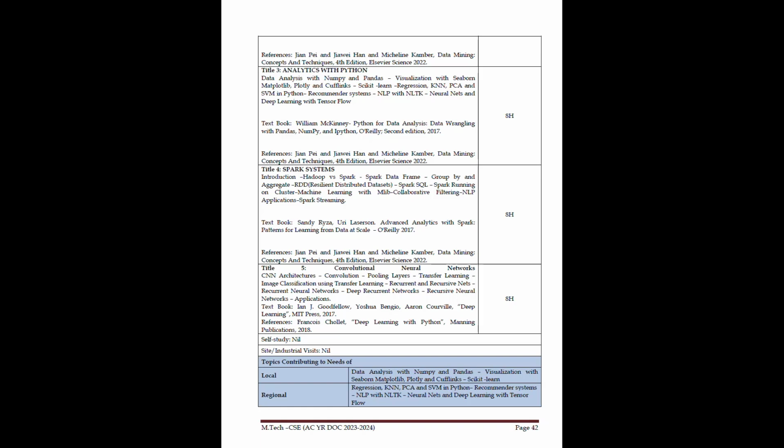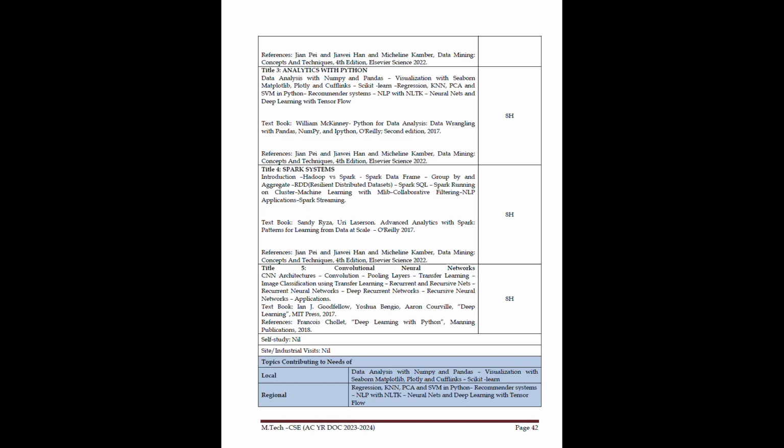Okay, this is the text which is followed, and then Title 4 deals with Spark systems. Okay, here dealing with big data. So introduction, Hadoop, Spark data frame, group by and aggregate, RDD, which is resilient distributed datasets, Spark SQL, Spark running on cluster, machine learning with MLlib, collaborative filtering, NLP applications, Spark streaming. All right. So the textbook which is followed here is Sandy Ryza, Uri Laserson, Advanced Analytics with Spark, Patterns for Learning from Data at Scale, O'Reilly 2017.